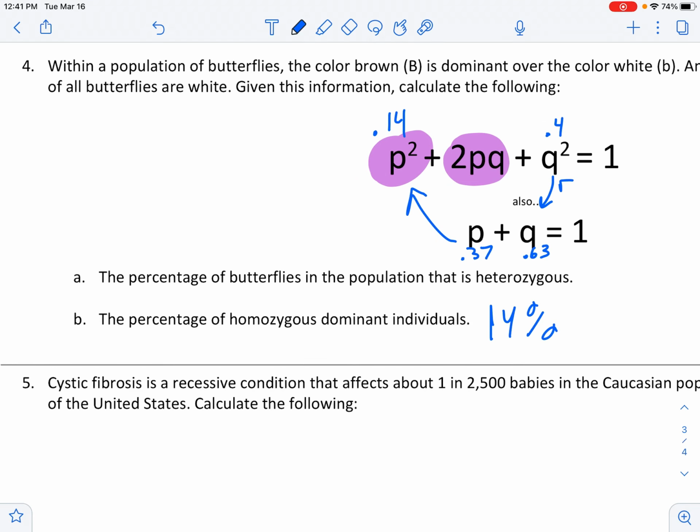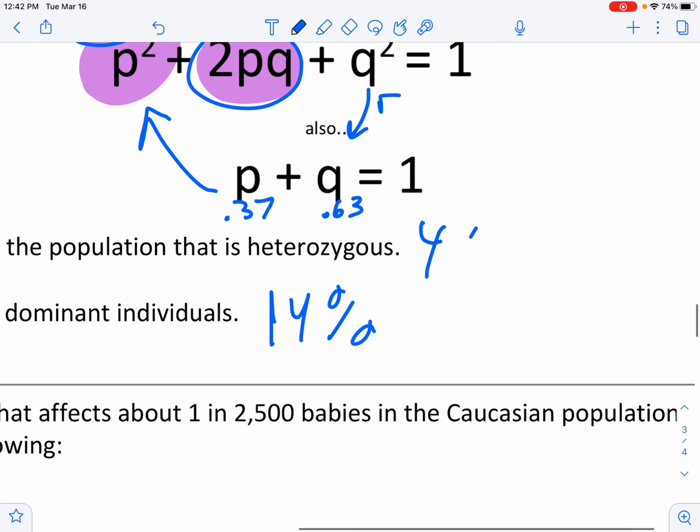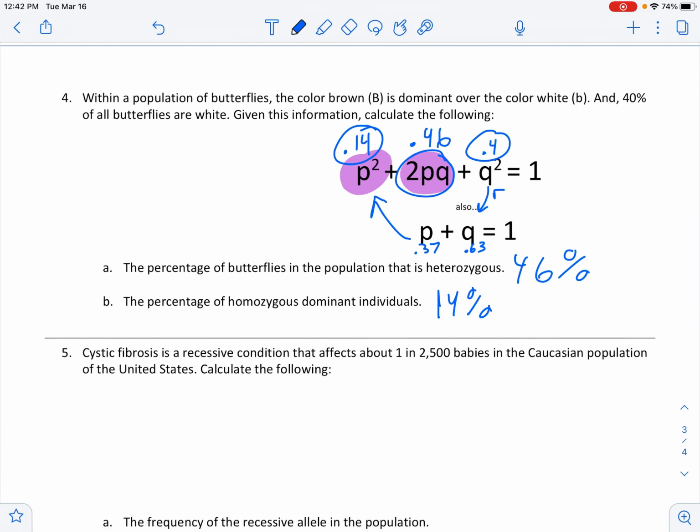And then the next one, how do we get this? Again, we know that p squared plus q squared plus 2pq equals 1. So 0.4 plus 0.14 equals 0.54. That must mean that this is 0.46. So 46% must be heterozygous, because remember 2pq is the heterozygous condition.